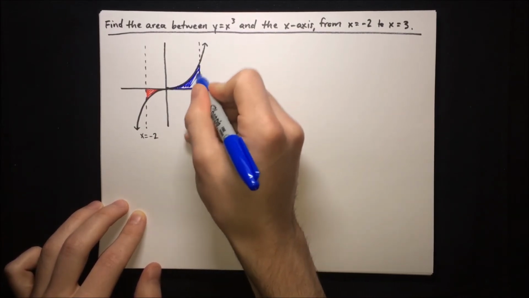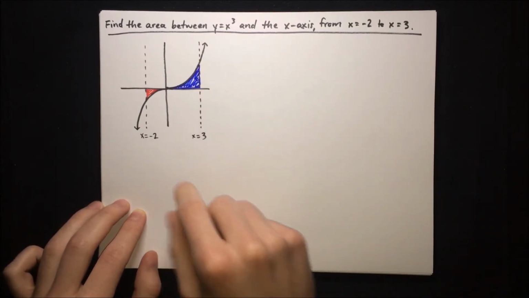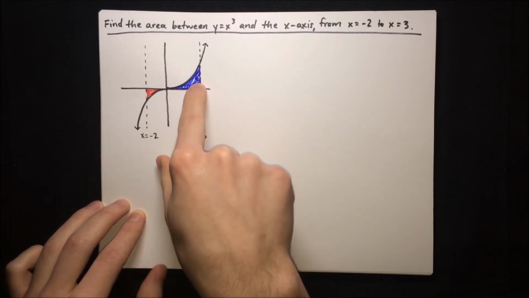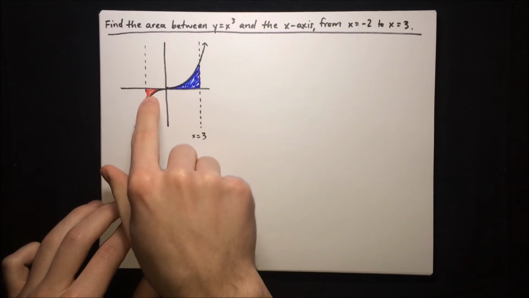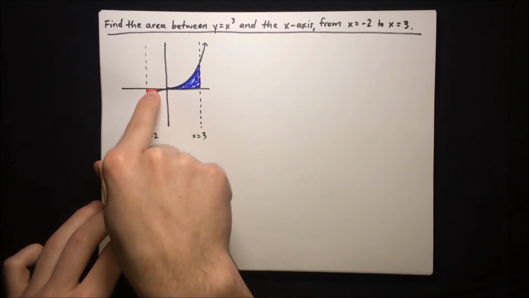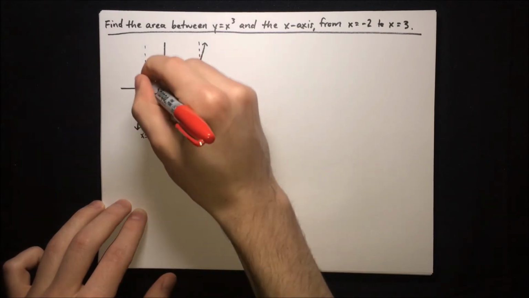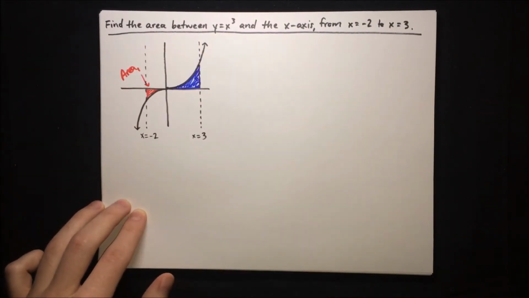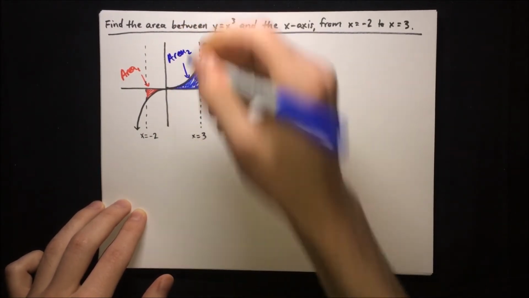And we're going to need to compute these areas separately, because when we compute the area using the integral, this area is going to be negative and this area is going to be positive. And we don't want to subtract the areas at all, we just want to add them. So we're going to need to convert this to be a positive area first. So let's go ahead and label this as area 1, and then this area can be area 2.